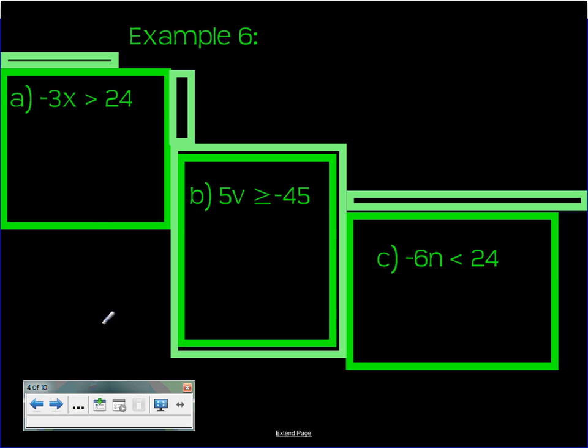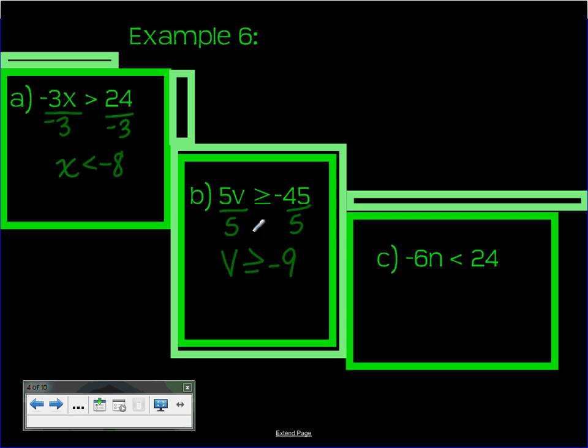Moving on. Okay, how about some multi-step inequalities? Oh, actually, not multi-step yet. These are just dividing. So we're going to have to divide by negative 3, divide by negative 3. And again, on the last slide, I said multiplying or dividing by a negative, you have to reverse the symbol. So this gives me x is less than negative 8. Okay? Again, divide by 5, divide by 5. So v is greater than or equal to negative 9.